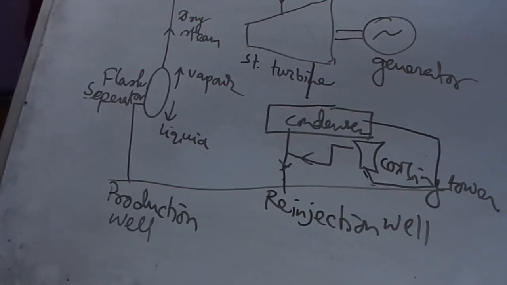The efficiency of such a plant is around 8%, very low. The single and dual flash systems are shown here. These types of plants are being used at Salton Sea in California.